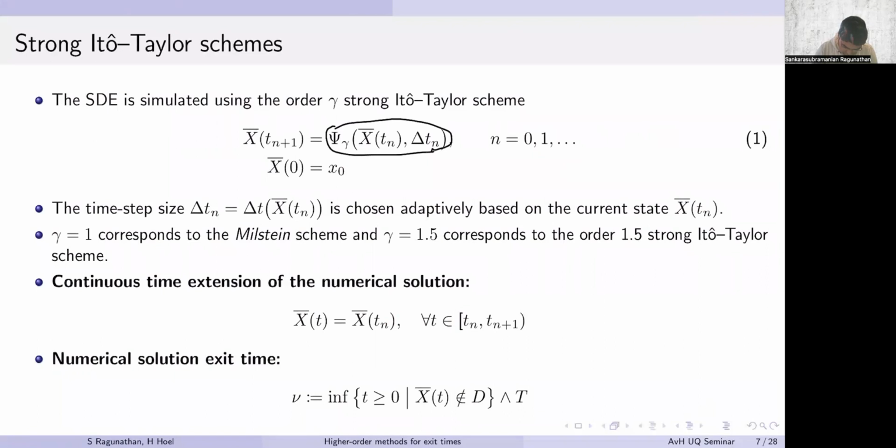The time step size that we choose in order to compute the exit time of the process is adapted as the process gets closer and closer to the boundary. So how do we adapt this time step size? It is based on the current state of the process. If the process is closer to the boundary, we use a smaller time step size. And if the process is further away from the boundary, we use a larger time step size. So that's the basic idea behind it. And this time step size is chosen adaptively based on the current state of the process.